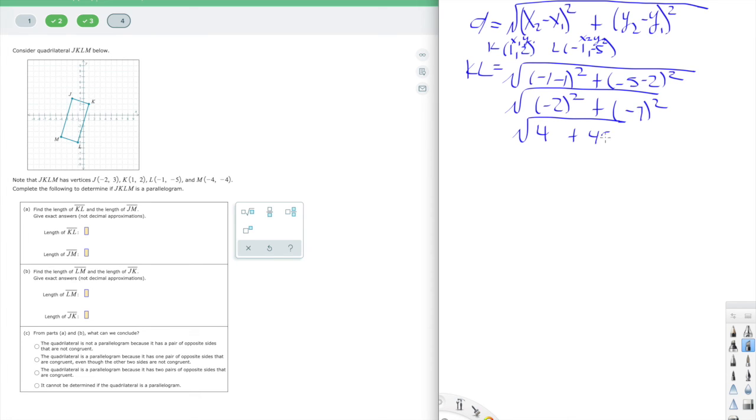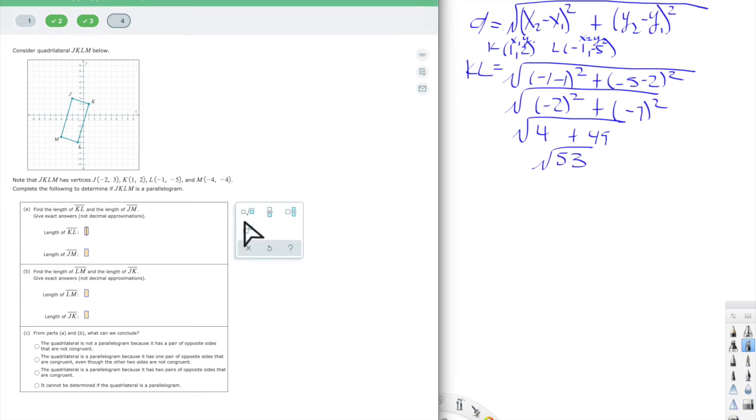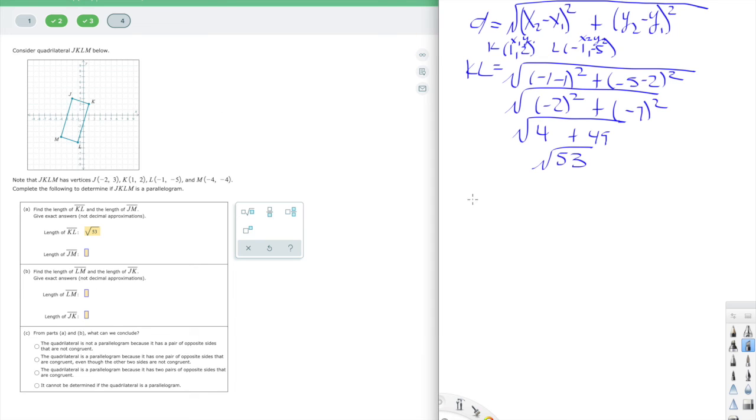So I would end up with 49 plus 4, which is 53. And I'm going to leave it under the square root sign because I'm not going to be able to simplify that at all. And they don't want decimals. It says not decimal approximations. So you'd only change that if, for some reason, you could pull a square out of it. But you're not going to actually type it into a calculator.